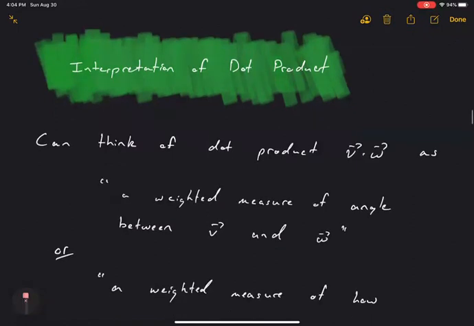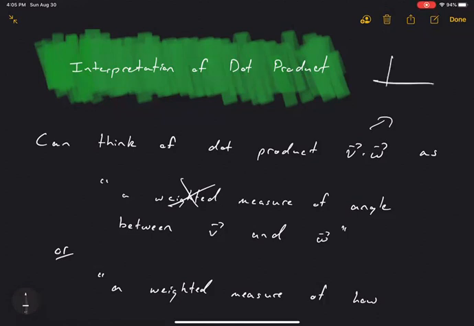We can think of the dot product between vectors v and w as, I call it, a weighted measure of the angle between v and w. I kind of added this word weighted here, but we'll see why I added that in a bit. For now, if you want to think of it as just a measure of the angle between v and w, that's fine. So when we take our dot product, that gives us an idea of the angle between v and w.